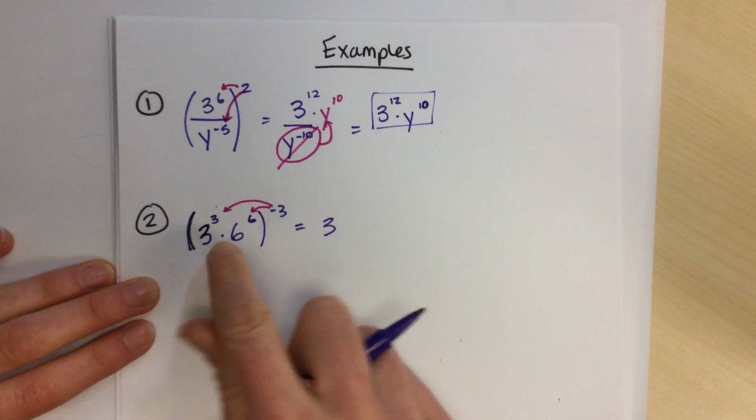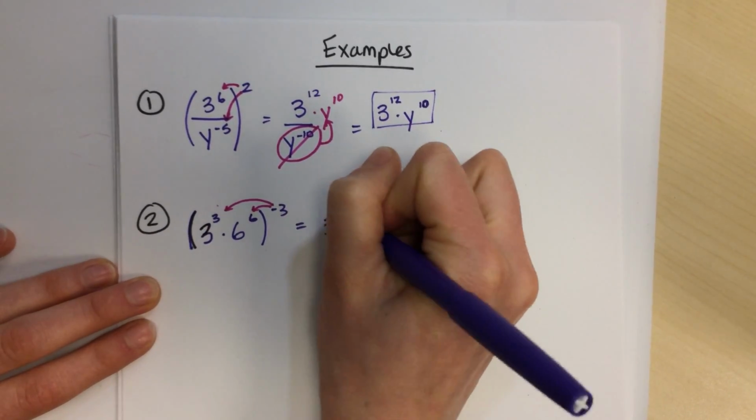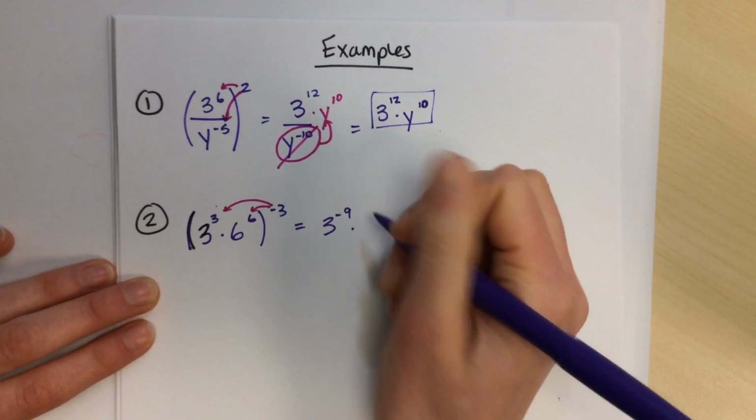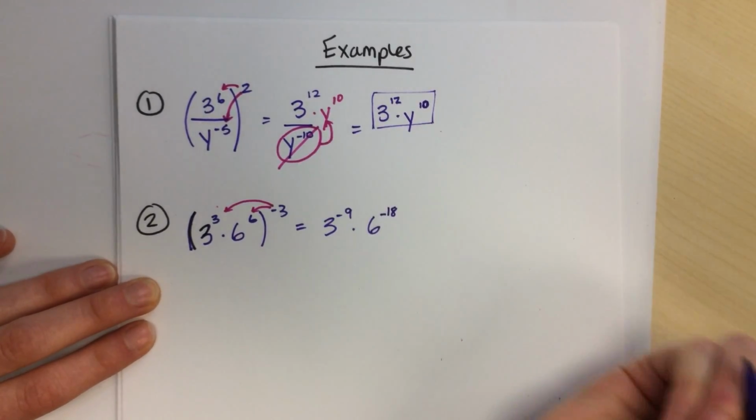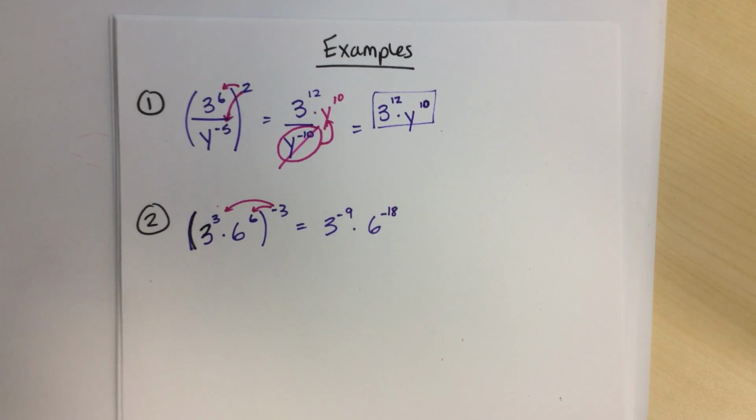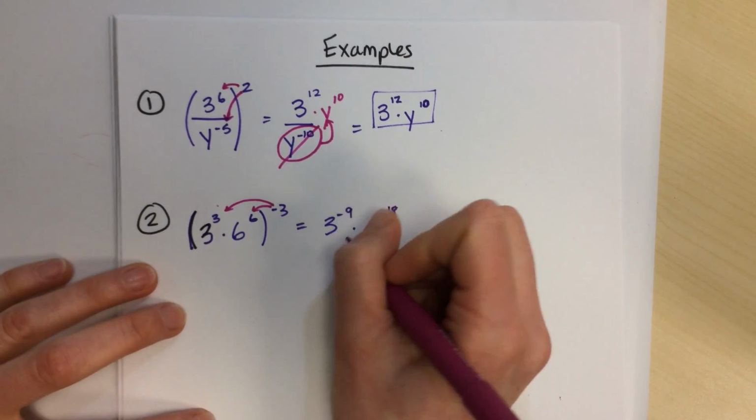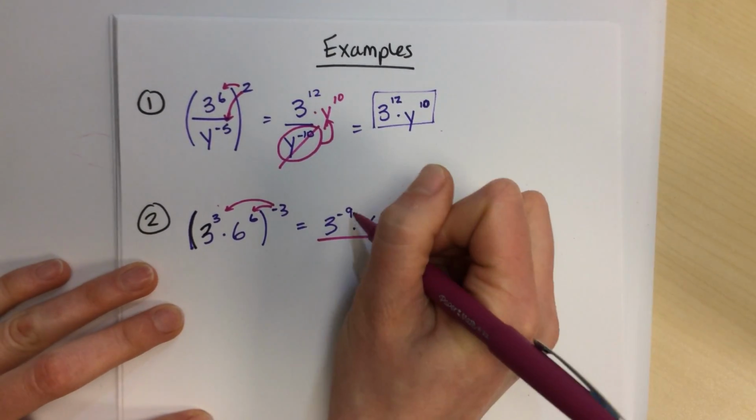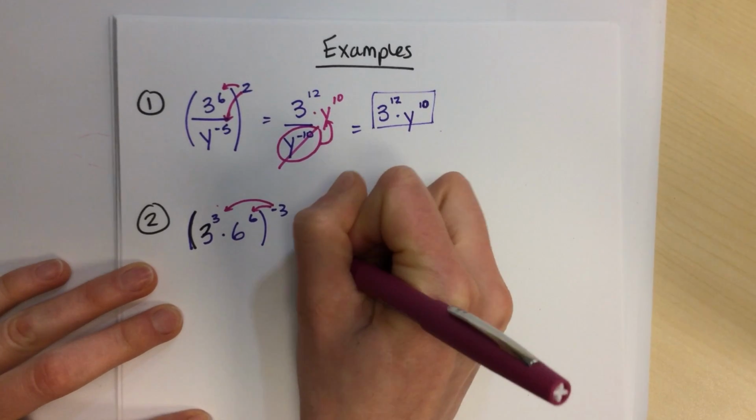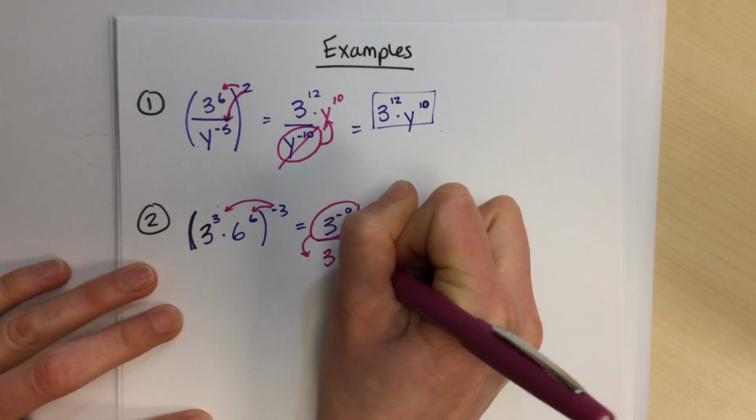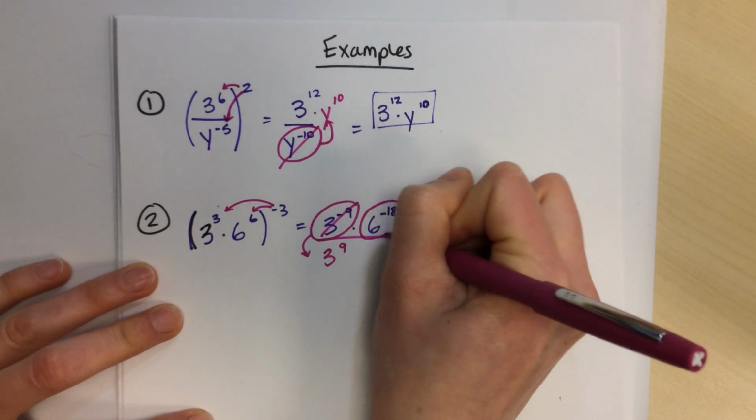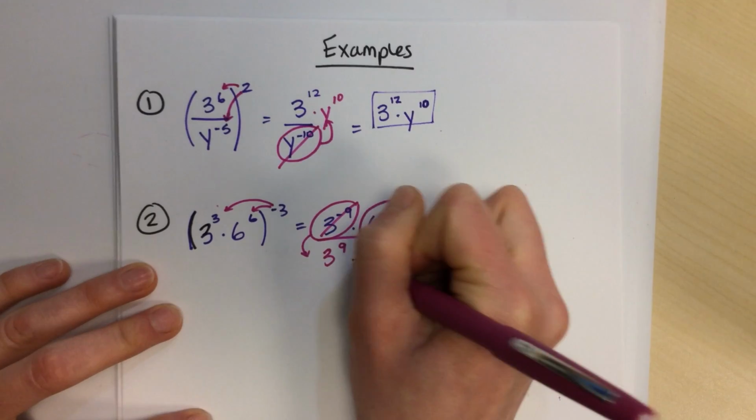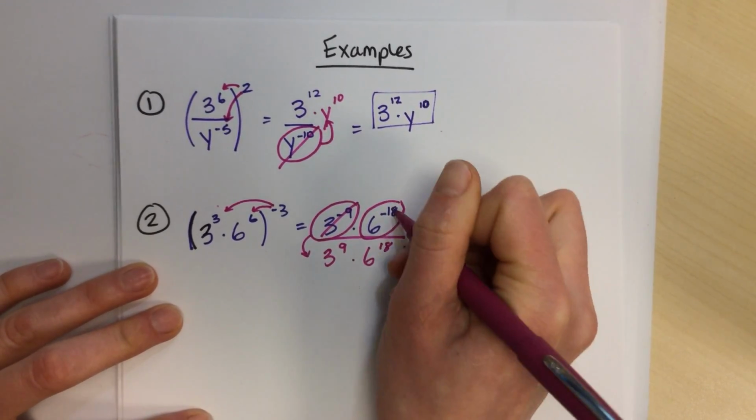So 3 raised to the 3 times -3, that'd be -9. And then 6 raised to the 6 times -3 is -18. Awesome. But they're both negative, so we have to flip both of them over the fraction. Just make a little fraction bar for yourself. Take this whole guy, flip it to the bottom, so we got 3 to the +9, and that goes away. Take this whole thing, move it to the bottom, 6 to the +18, and that goes away.